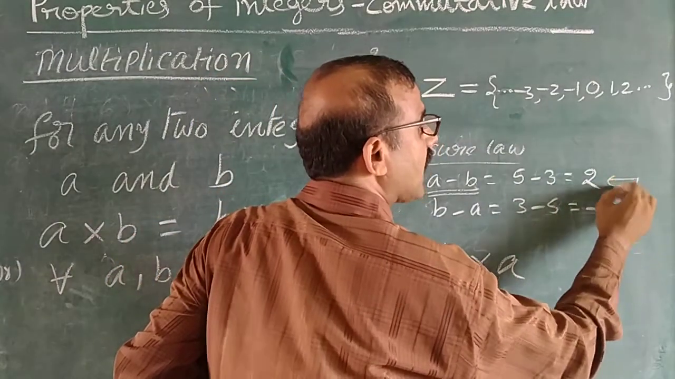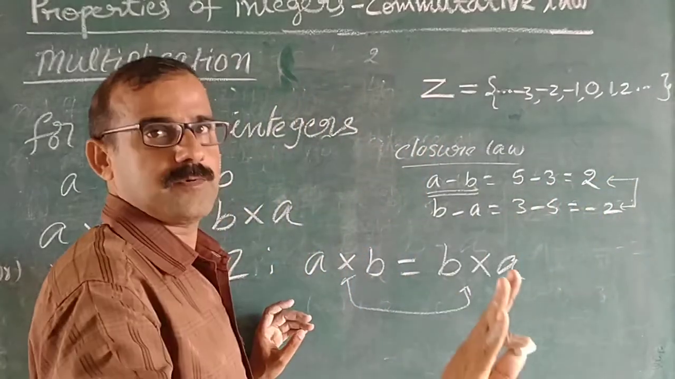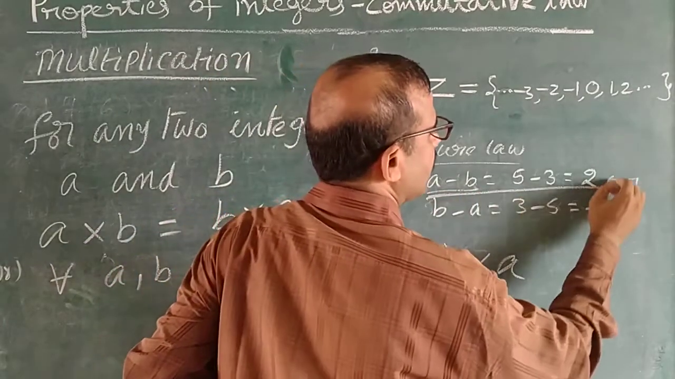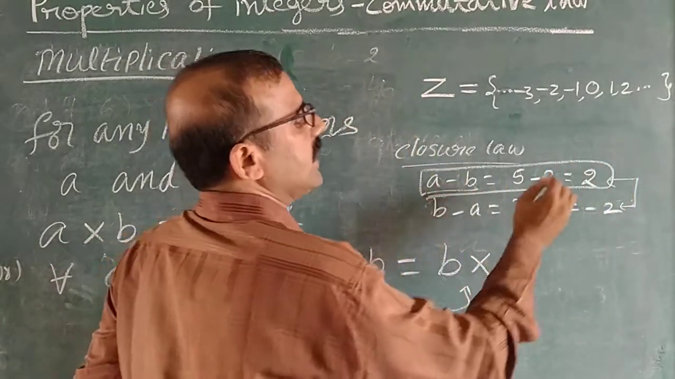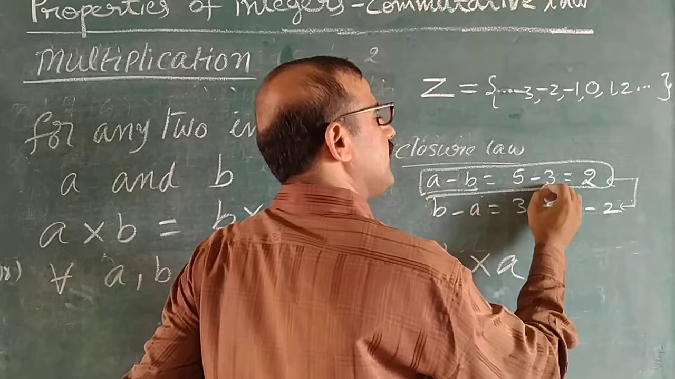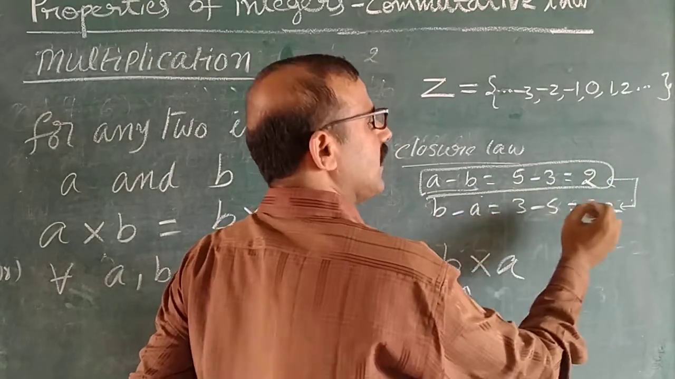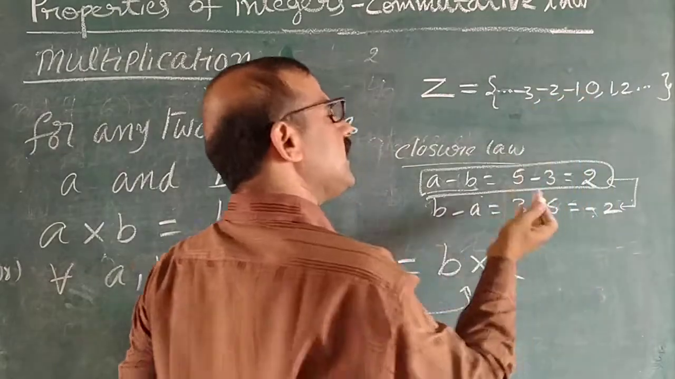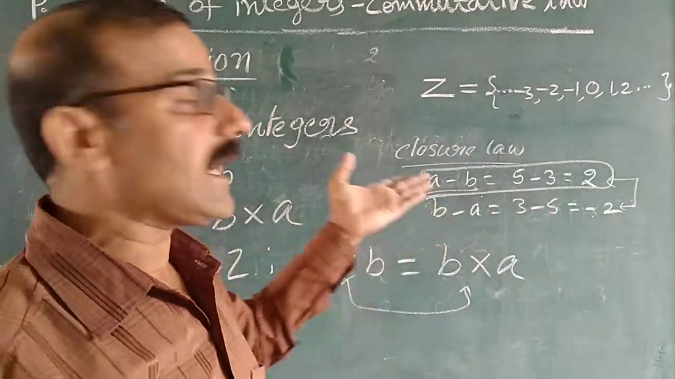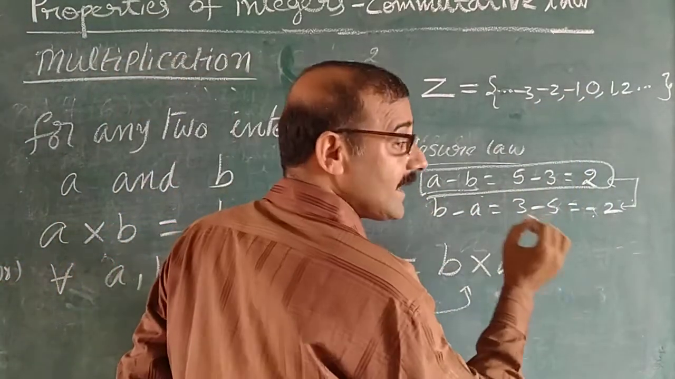May be equal or may not be equal. There is no problem. But individually, what is the value of A minus B? The value of A minus B, that is 5 minus 3, equals 2. Is it an integer or not? B minus A value is minus 2, this is also an integer. Then closure law is satisfied.